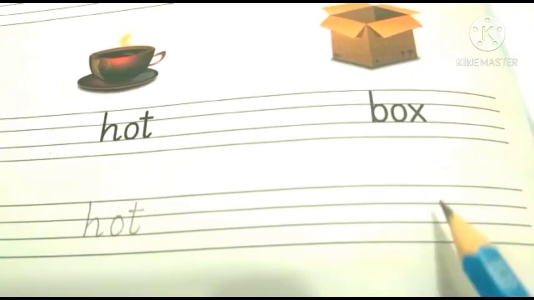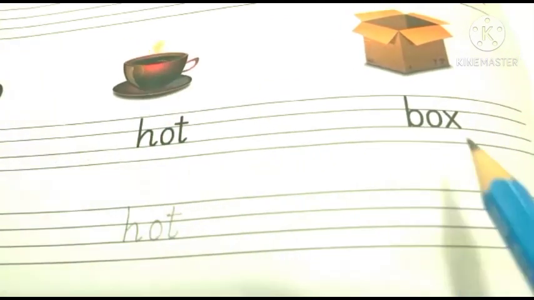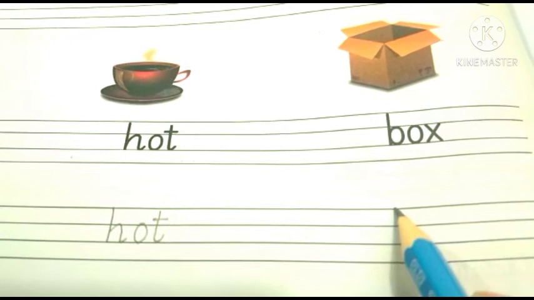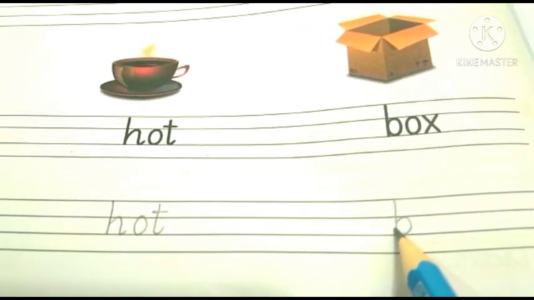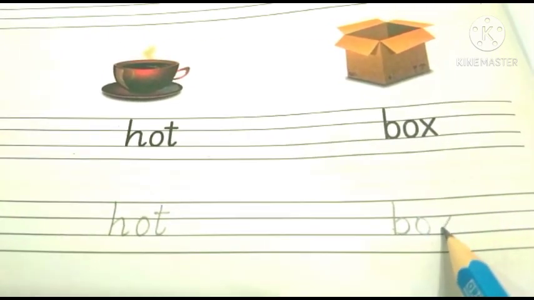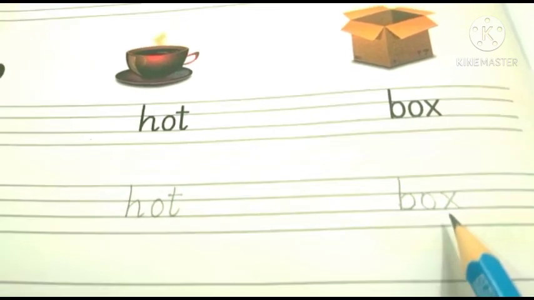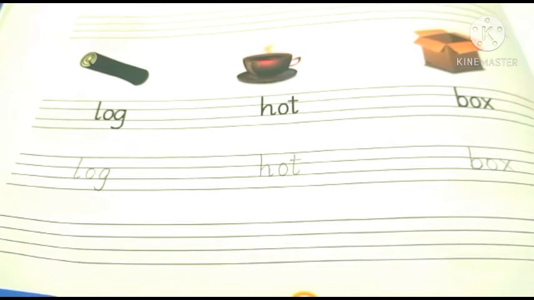Next picture is of box. B-ox, box. Write box in next line. Let's write box. B is the sound of B. Ox is the sound of OX. So let's write B-O-X, box. So now you will learn the spelling of all these dictation words and write them one more time in next line.